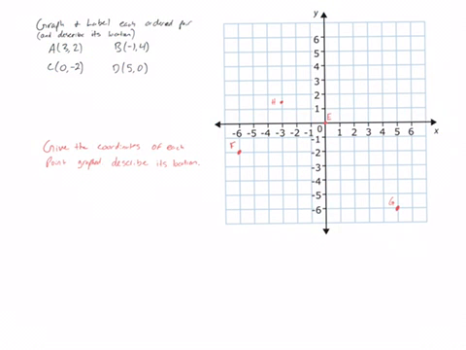Alright, so let's go with this. Let's graph and label each ordered pair and describe its location. So let's start off by just graphing these points A, B, C, and D. I'm going to do that in blue.